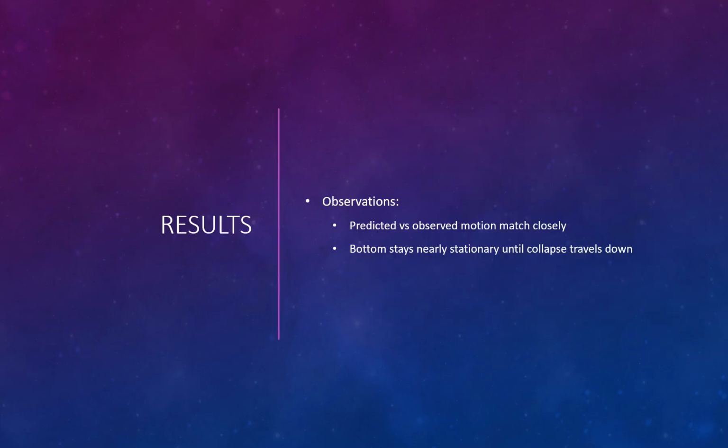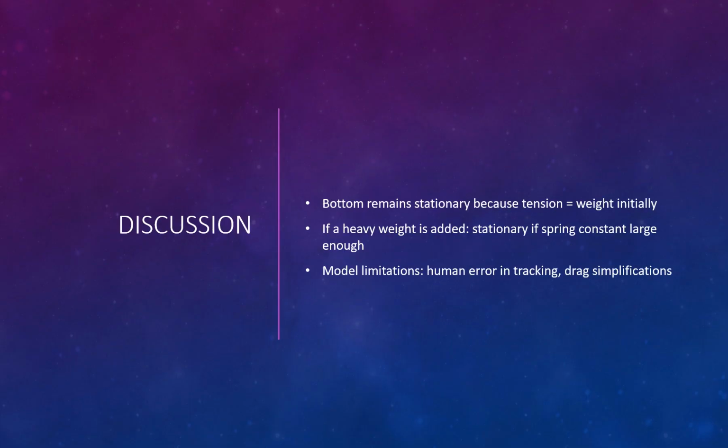The results. When I compare my predicted model to the observed data, they matched very closely. They both show the bottom staying basically stationary at first, and then both show it dropping once the collapse wave reaches it. Any small difference comes from the real-world factors we didn't perfectly model. This could be any tiny external forces or human error when clicking Tracker points, so anything that comes from tracking it in Tracker, basically.